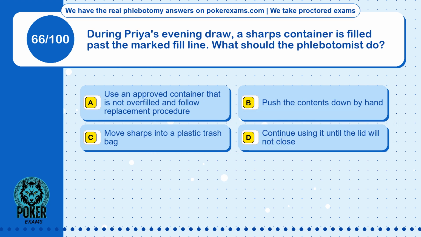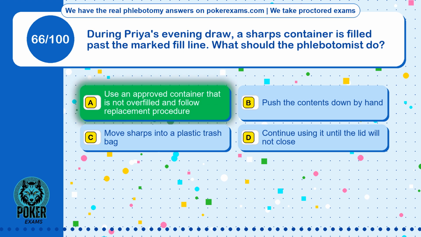Question 66. During pre-use evening draw, a sharps container is filled past the marked fill line. What should the phlebotomist do? Option A, use an approved container that is not overfilled and follow replacement procedure. Option B, push the contents down by hand. Option C, move sharps into a plastic trash bag. Option D, continue using it until the lid will not close.